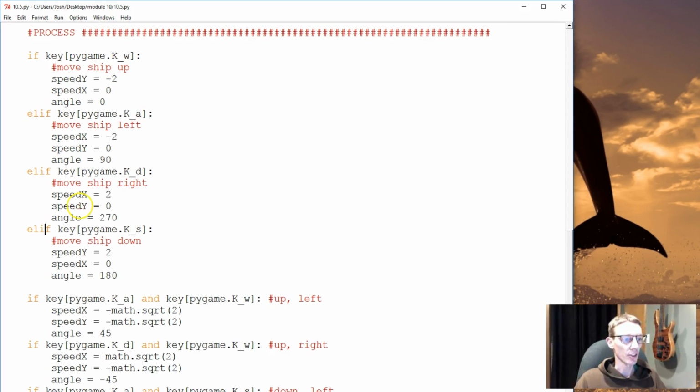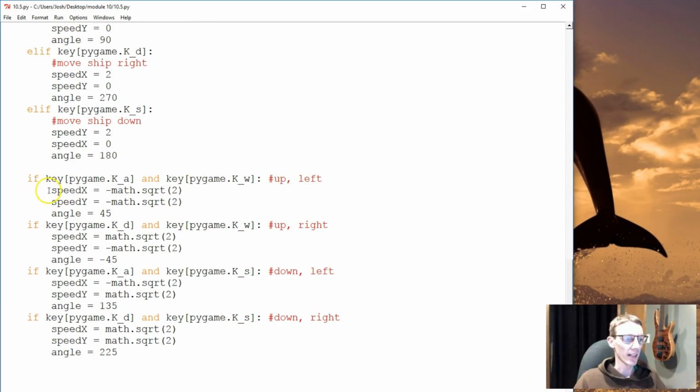So instead of setting our direction based on which key we're pressing, what I want to do is combine the rotating with the speed. And so I'm going to rotate with my left and right keys, and I'm going to speed up with my forward key. And my X and Y speeds will be based on which direction my ship is pointing in. So let's get started on that.